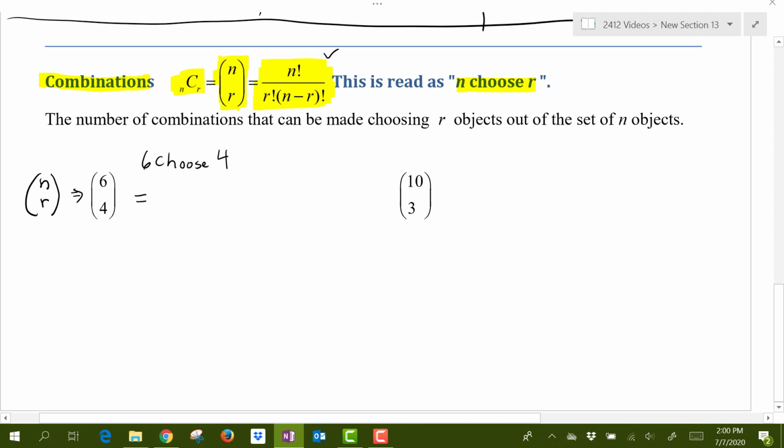So the 6 is the n and the 4 is the r. I'm just going to use that formula. So that would be 6 factorial divided by r factorial, which for us is 4 factorial, times the larger number 6 minus that smaller number 4, in parentheses, and that's important, and then the factorial. So we're going to simplify that. That's 6 factorial at the top divided by 4 factorial times 6 minus 4 is 2, so 2 factorial.